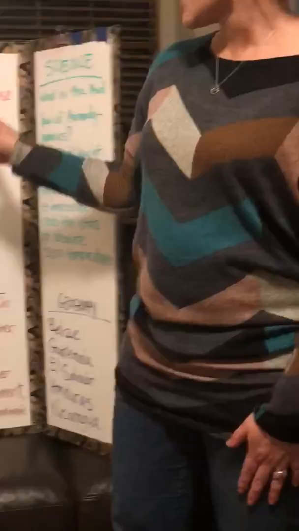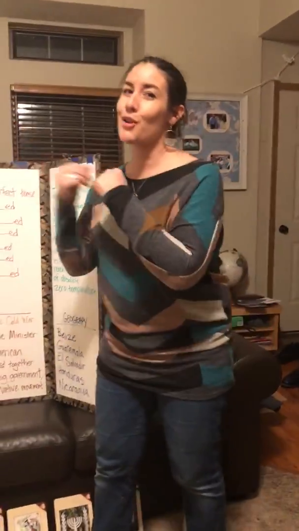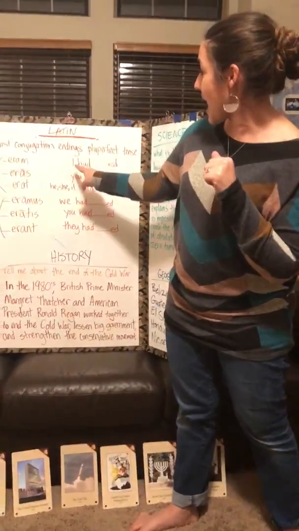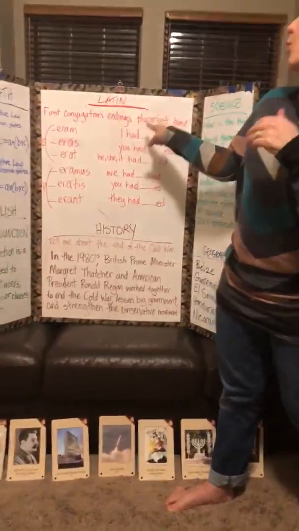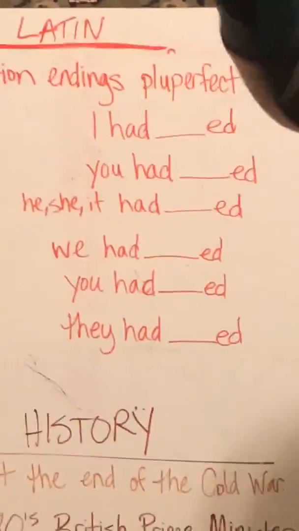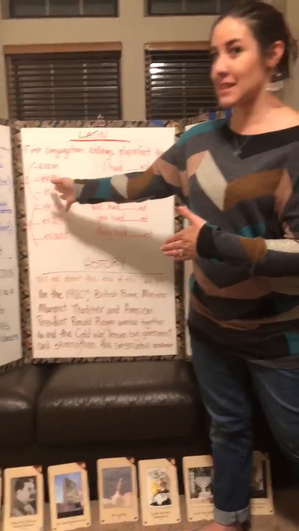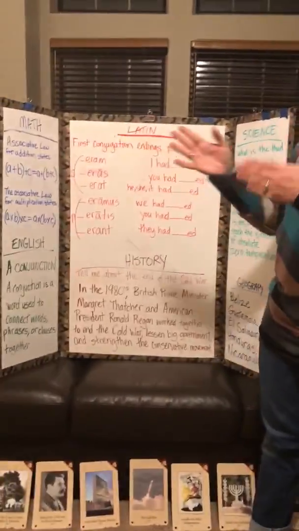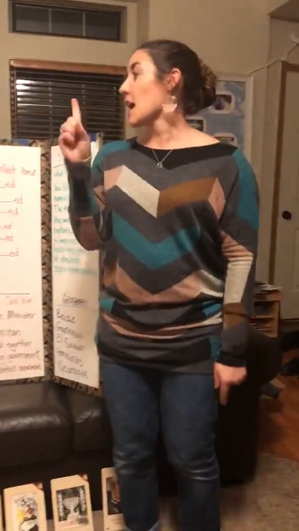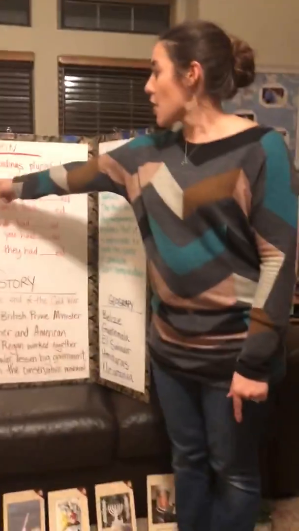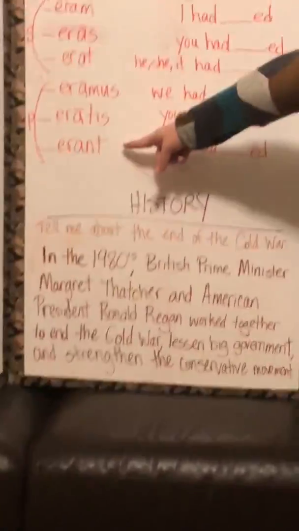First conjugation, pluperfect tense. And the English is I had, like walked you could put there, or you had walked, or he, she. So it's past tense, ed endings. See these ed endings here? That's what you're saying in Latin here. All right, let's say it again. First conjugation endings, pluperfect tense. Eram, eras, erat, eramus, eratis, erant.